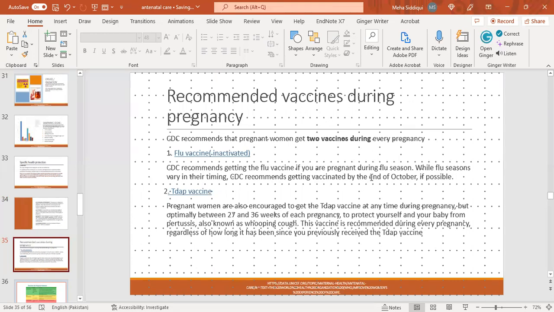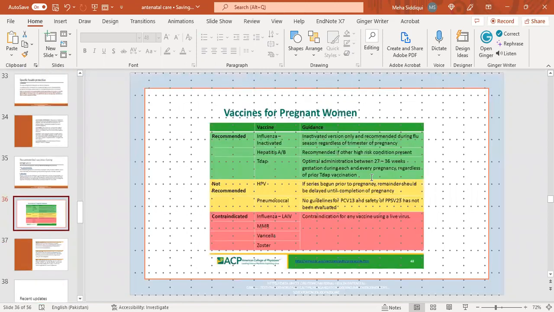Then comes the Tdap vaccine. Pregnant women are encouraged to get it at any time during pregnancy, but optimally between 26 and 36 weeks of each pregnancy to protect herself and her baby from pertussis, also known as whooping cough. The vaccine is recommended during every pregnancy, regardless of how long it has been since she previously received the Tdap vaccine. So these are the vaccines for pregnant women.